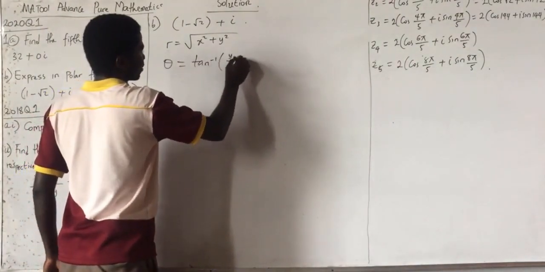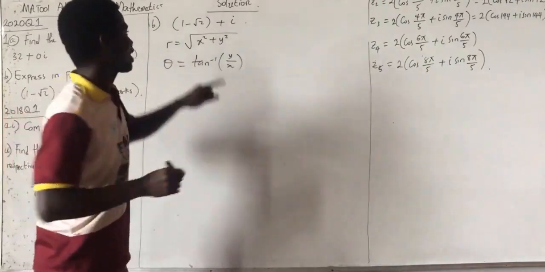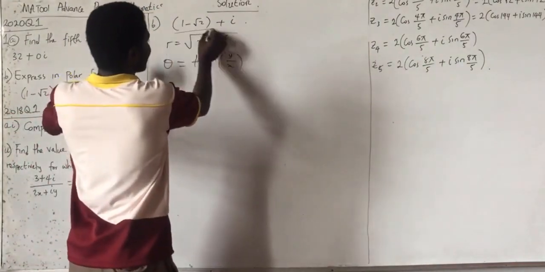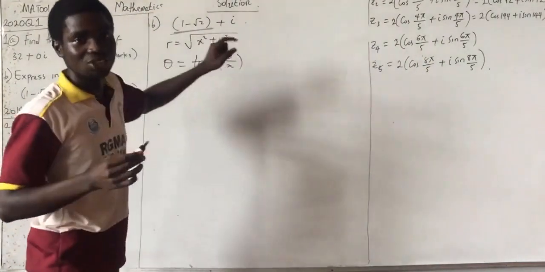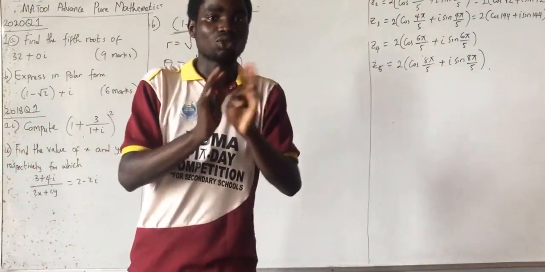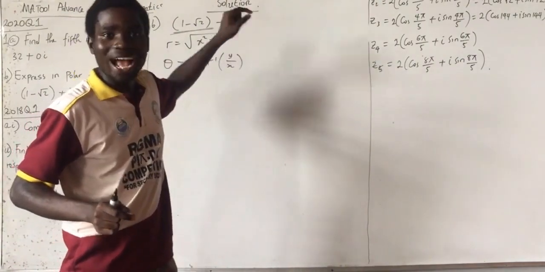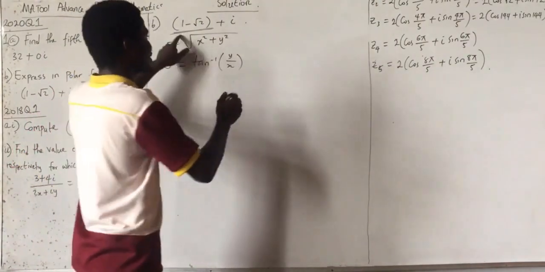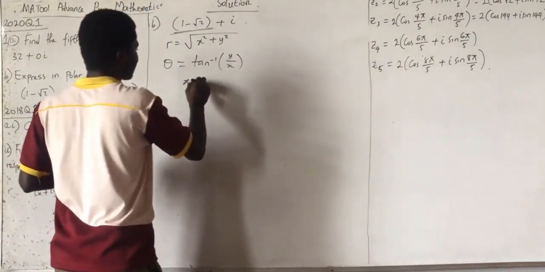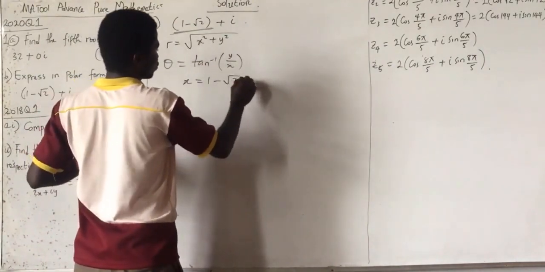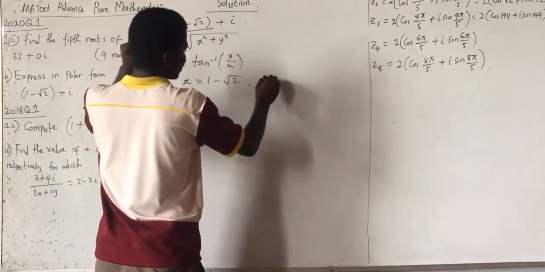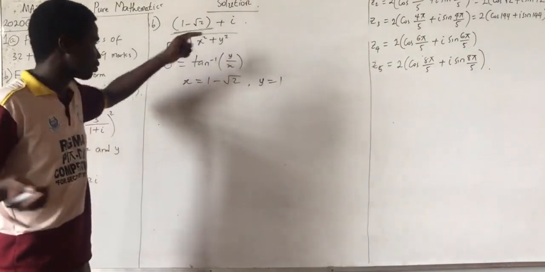R, tan of y over x. But in this case, what is x and y? x is the real part, all the ones that do not have i and are written this way. And the coefficient of i is y. So in this case, it means that x is 1 minus root 2 and y is 1 because the coefficient of i is 1. So that's what I'm going to do.